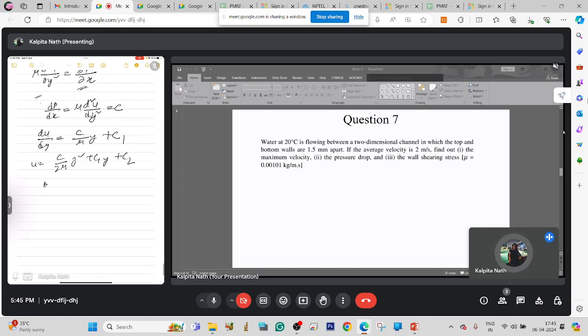Now the boundary conditions: one will be y is equal to h, u is equal to 0.